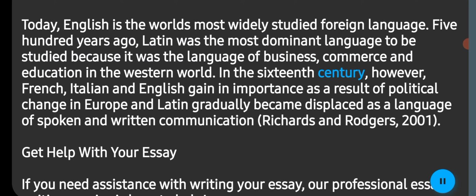In the 16th century, however, French, Italian and English gained in importance as a result of political change in Europe, and Latin gradually became displaced as a language of spoken and written communication. (Richards and Rodgers, 2001).